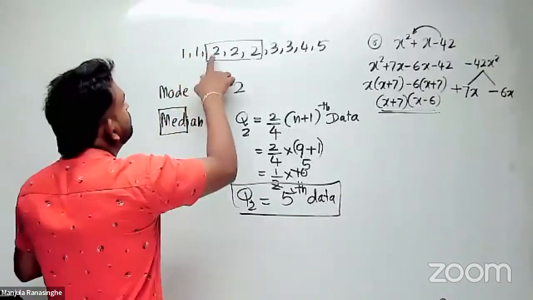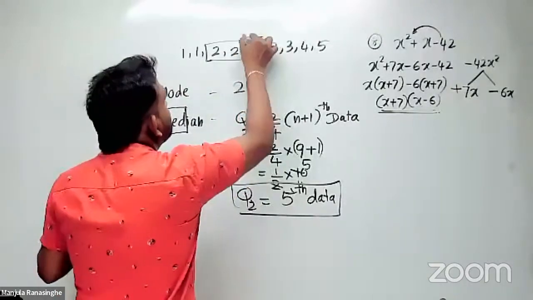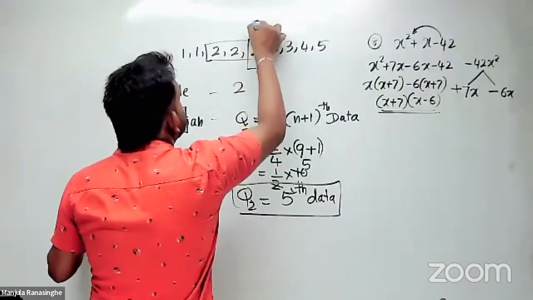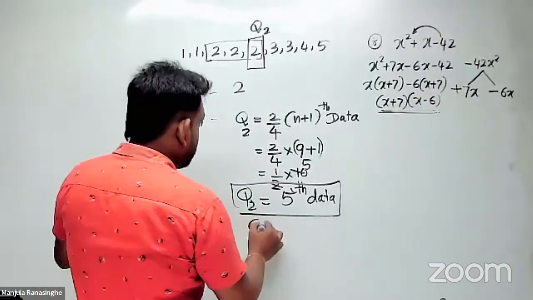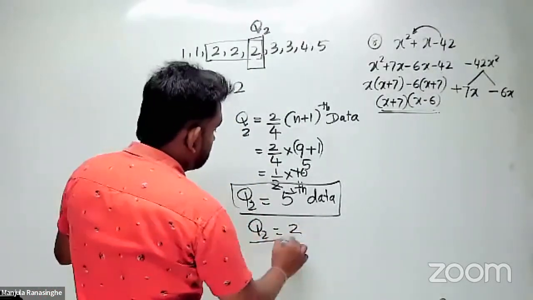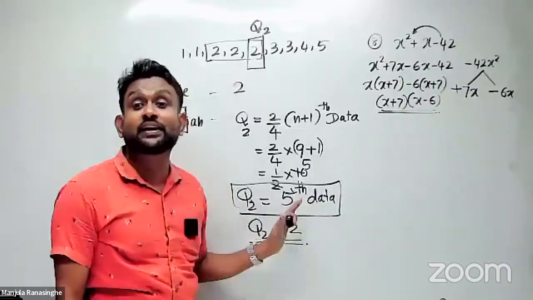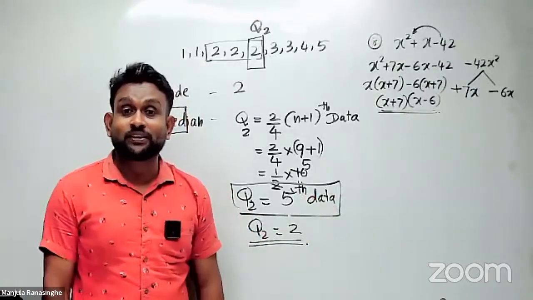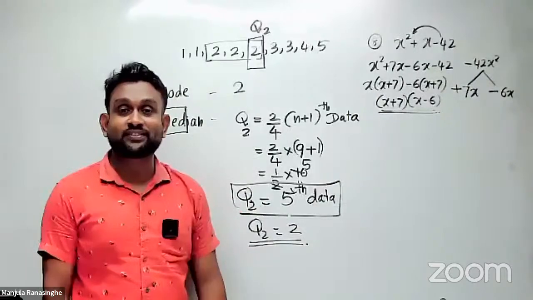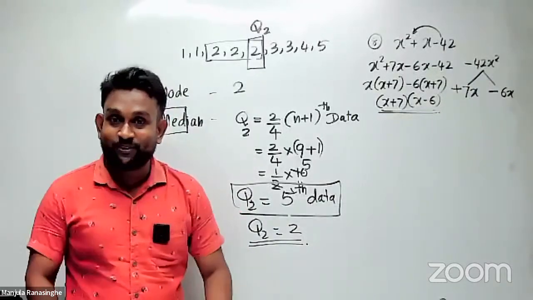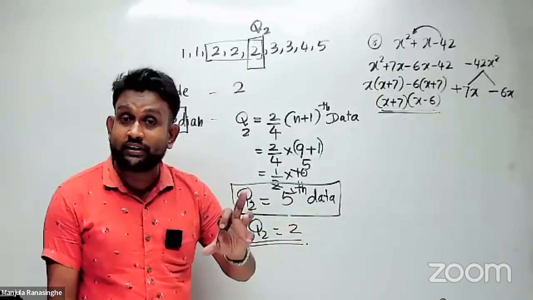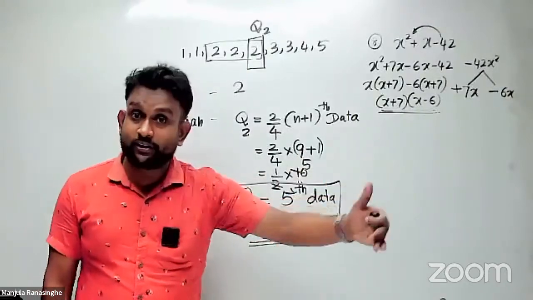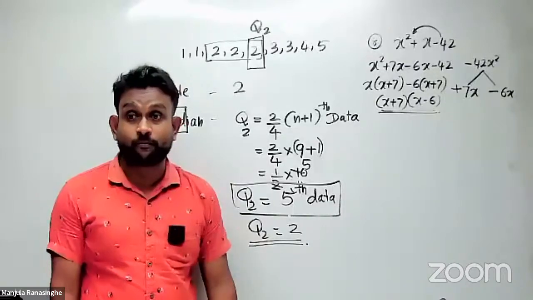So 1, 2, 3, 4, 5. The 5th data is this one, that is the median, in symbol Q2. Okay, so Q2 equals 2. Remember that a lot of students take this and write it, thinking we have done the job very well, but it is totally incorrect. The formula says the position only. Then you have to check what is the 5th data in the data sample.